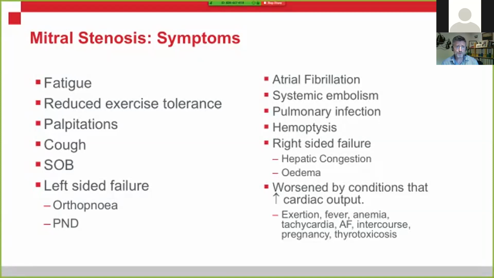Patients may present with cough due to pulmonary congestion or typical shortness of breath, so signs of left-sided failure, orthopnea, PND, or even right-sided failure due to pulmonary hypertension. So again, patients may well present, their initial presentation might be with complications of mitral stenosis, such as atrial fibrillation or systemic embolism. And again, symptoms certainly may be worsened by conditions that increase cardiac output.